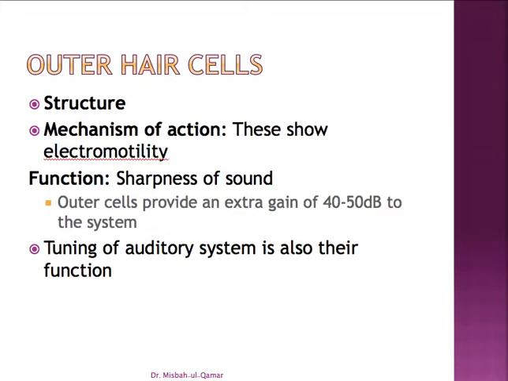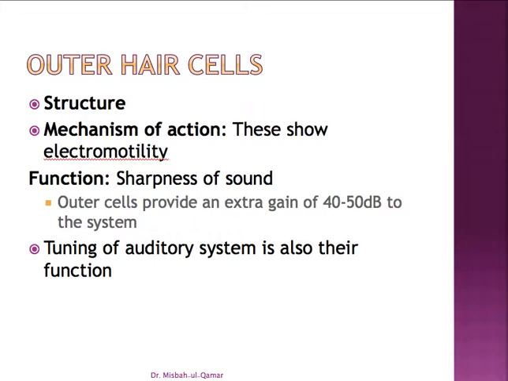And I told you, what is this electromotility? That they shorten during depolarization and they are elongated during hyperpolarization. Okay? So this is called the electromotility of the outer hair cells. And by performing this electromotility function, these outer hair cells provide an extra gain of 40 to 50 decibels to the hearing system. And for the same reason, they also perform the function of the tuning of the auditory system.